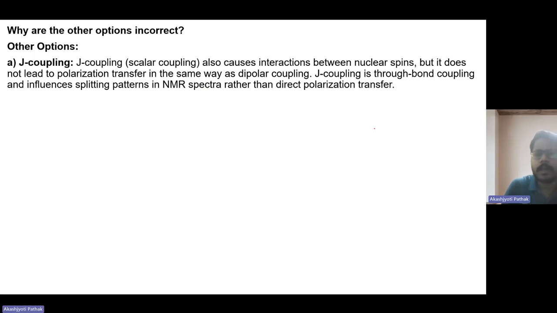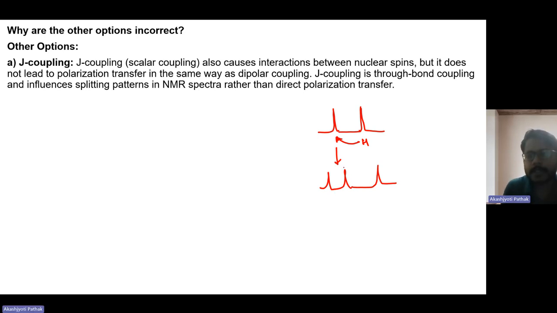In case of J coupling, we saw that in the presence of a non-equivalent hydrogen, this non-equivalent hydrogen has the potential to split the intensity of this nucleus, by way of the rule 2nI plus 1. In that way, it can split into a doublet, singlet, or quartet.